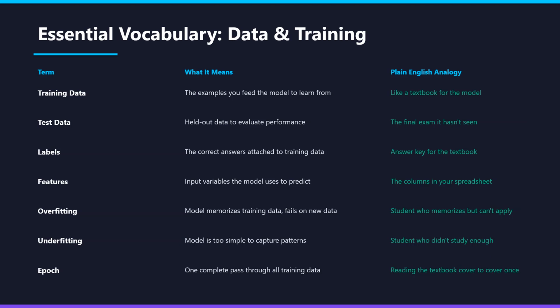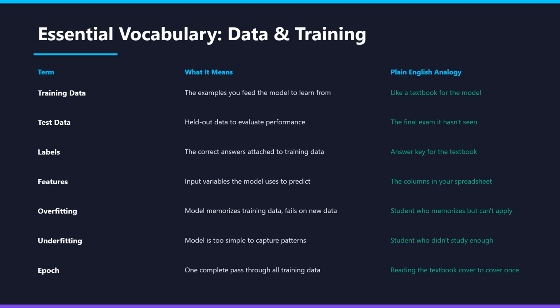And test data: held-out data the model has never seen, used to evaluate the performance. This is the final exam. If you test on the same data you trained on, you are cheating, right? That's called data leakage. And labels: the correct answers attached to the training data. If you are building a spam detector, labels are spam or not spam on each email, right? Someone has to create these, and that's often expensive as well.